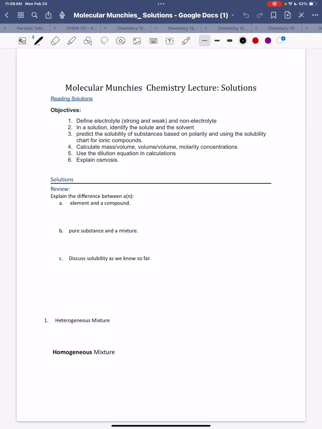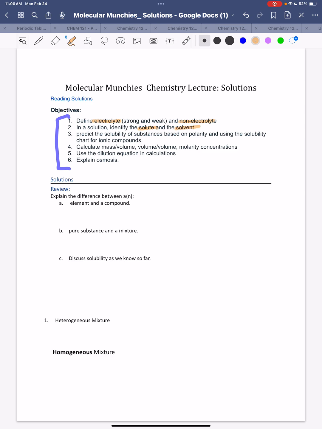Hello, chemists. We are talking about solutions this week. I have some objectives for you here. We're going to talk about strong and weak electrolytes. We're going to talk about solute and solvent. So we have some vocabulary for us.